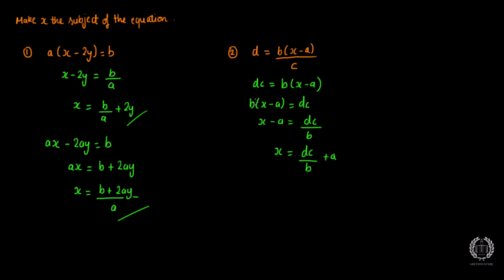Now again, if you want to expand from here, so let me put a little star here. If you were to expand it, that would be bx minus ba equals dc. And because you want x as subject, keep bx here. Bring ba to the other side, so it becomes plus ba. And then because you want x as subject, you need to get rid of the b, so you need to divide everything by b. And that is your answer.